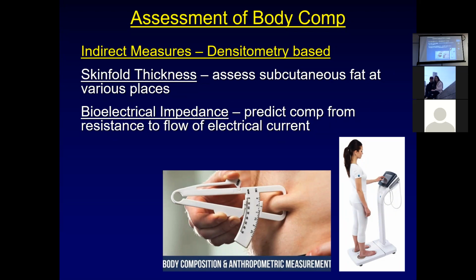Doing skin fold thickness is reasonably easy in college age folks. It's pretty easy in people that are mildly overweight or mildly obese to pretty lean. It's not that difficult. It's pretty easy to do. When you get into people that are very, very obese and that are older, it can become much, much more difficult. Okay? The other way we measure body comp is through what we call bioelectrical impedance.